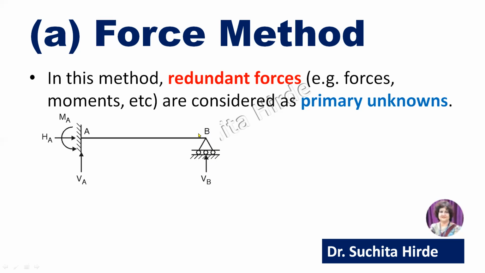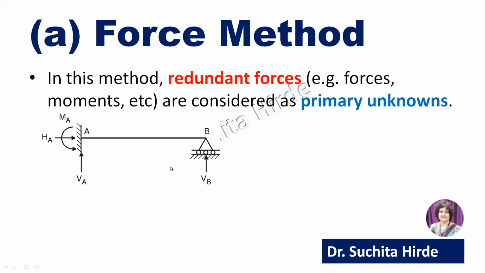For example, if you remove this support, this beam becomes a cantilever. Cantilever structure itself is a stable structure. But to have some advantage, we provide one prop. So this structure becomes indeterminate, or it is called a redundant structure. So redundant means extra force. Redundant force means extra force or extra reaction, which is not required for stability of that structure.